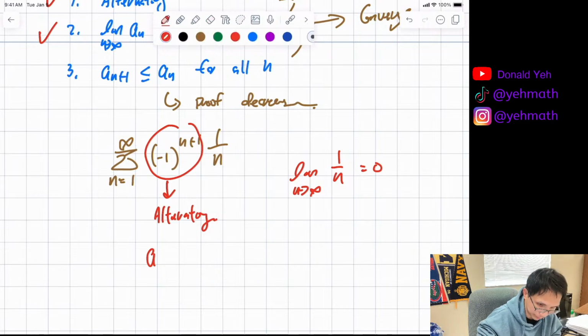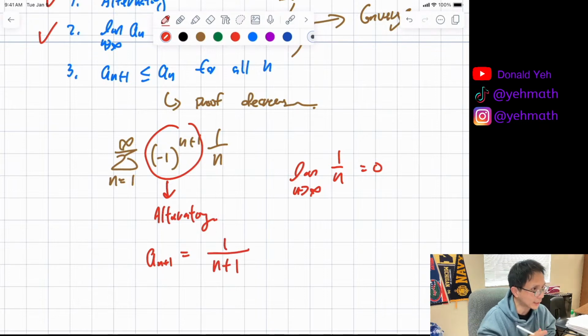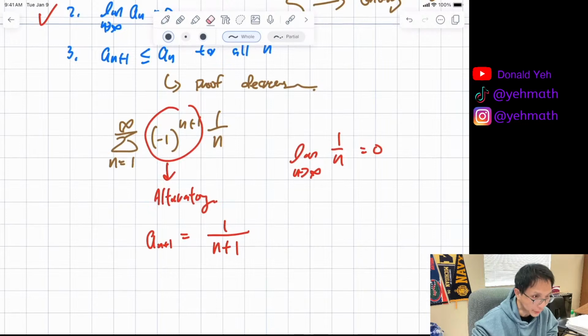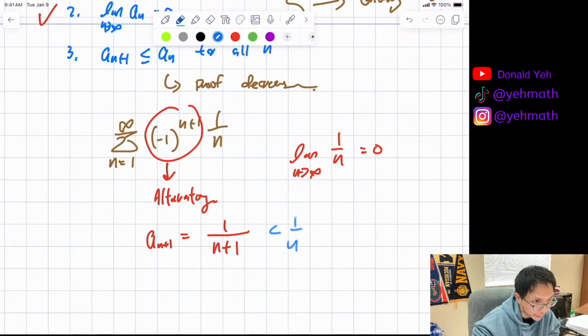Okay, so let's compare. Well, this one is 1 over n plus 1, right? We don't worry about the (-1) part. We're not worried about the alternating part. The alternating part is already handled in the alternating series test; that is the first part where we say it's alternating. We only worry about exactly the sequence part, without the alternating. So now we can compare this. Is this always less than 1 over n?